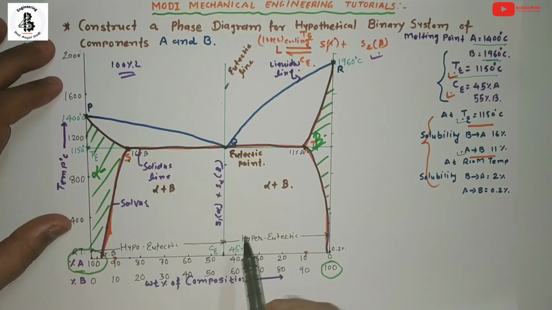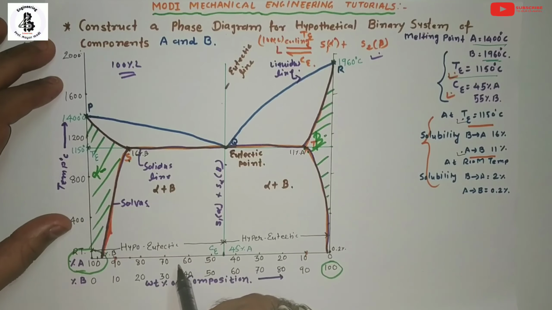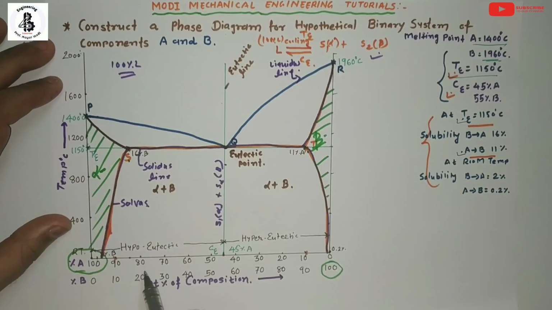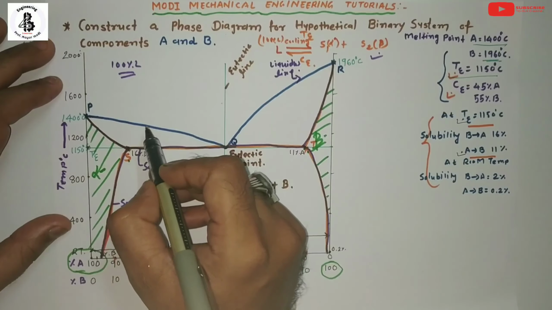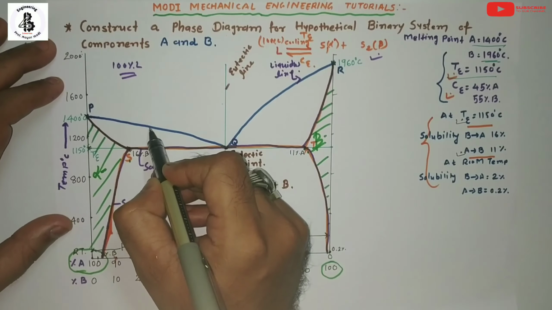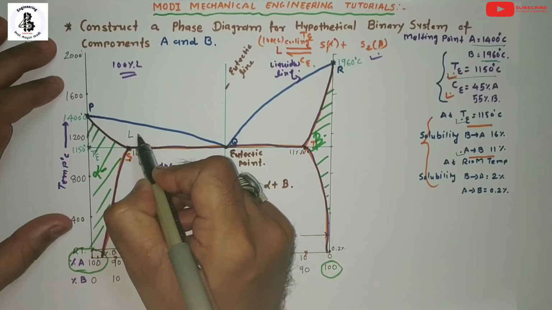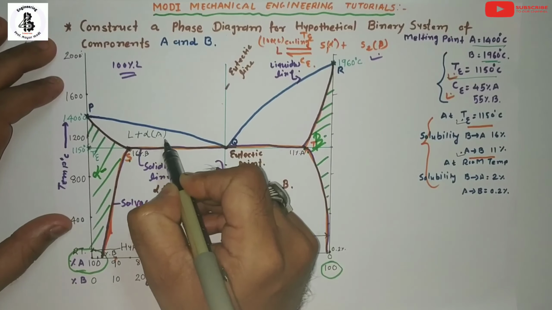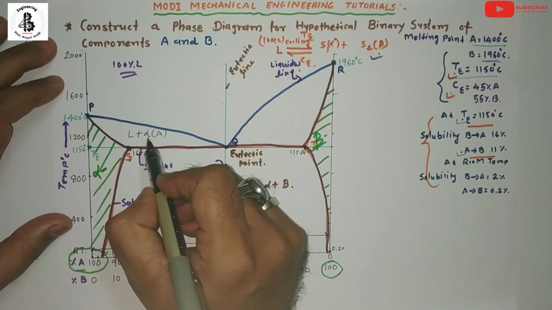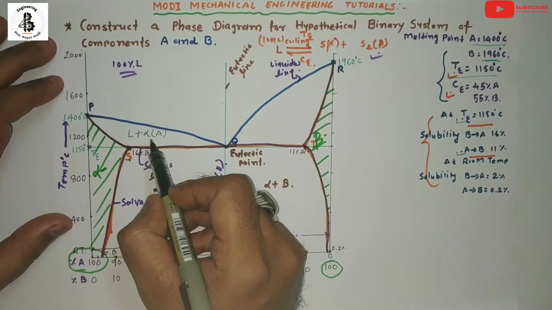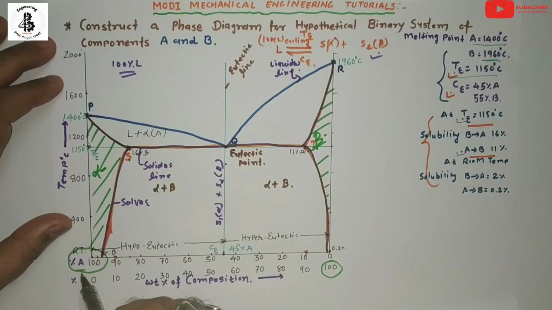Now I would like to talk about the region of the hypoeutectic transformation line. According to the percentage of A and B, once it crosses the liquidus line, that is the starting point of the solidification process. So here it will be liquid plus alpha, because metal A is the first to form the alpha solid phase, depending upon the enrichment of the metal. Here the majority is A.